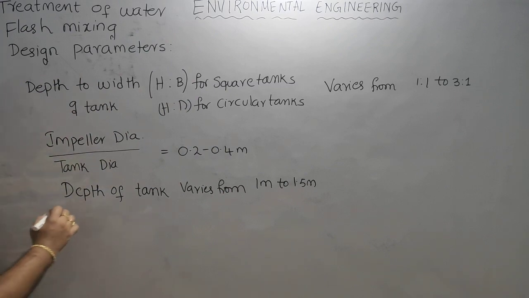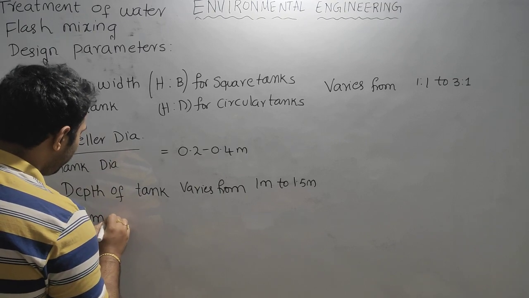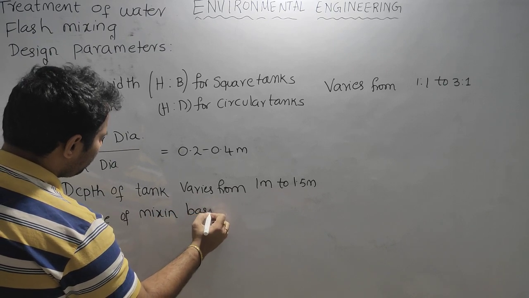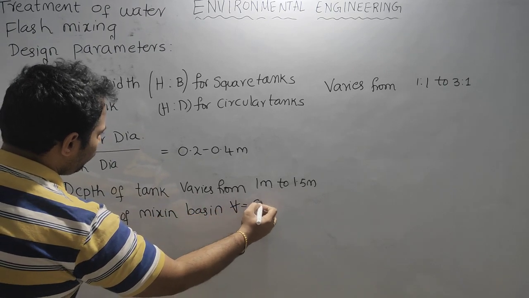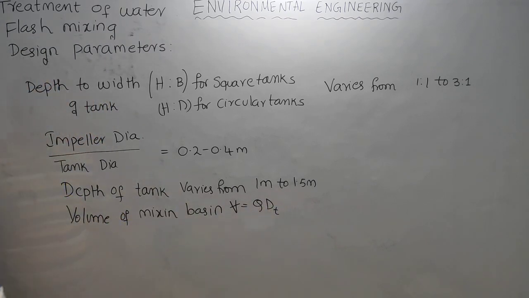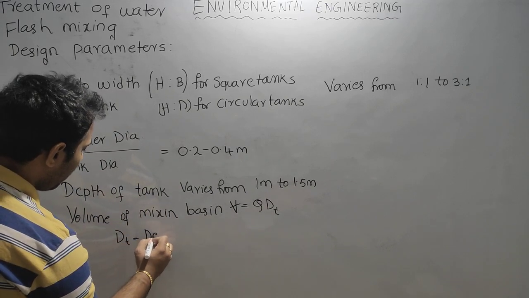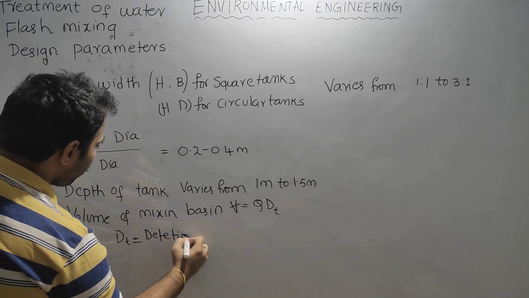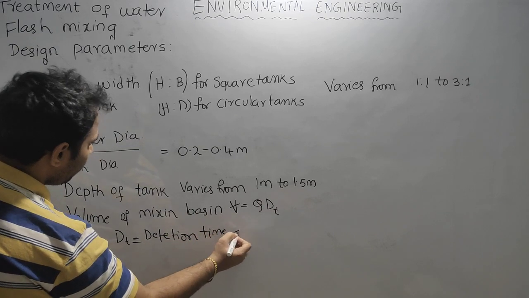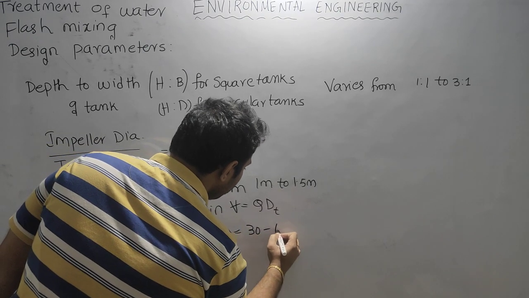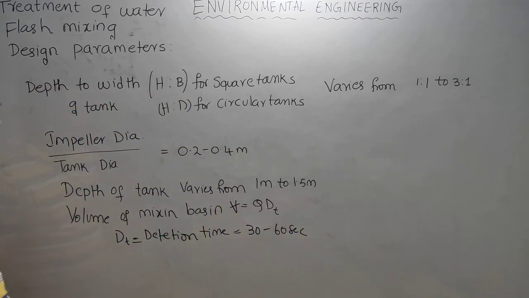Volume of the mixing basin is Q into dt. If you know the inflow into the mixing basin, and if you know the detention time dt, then you can find the volume of the mixing basin. Generally, for flash mixing, the detention time varies between 30 to 60 seconds.